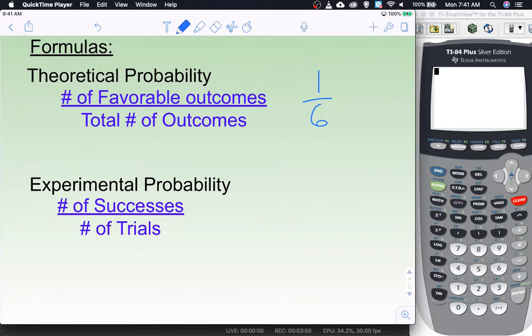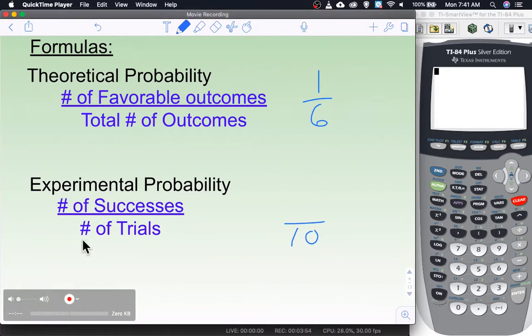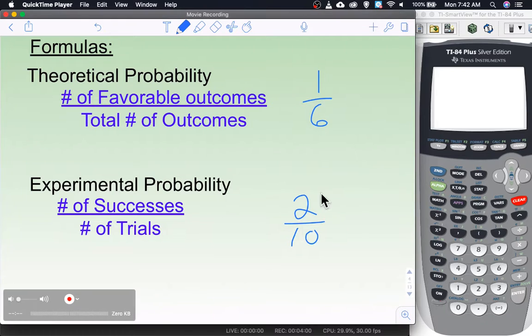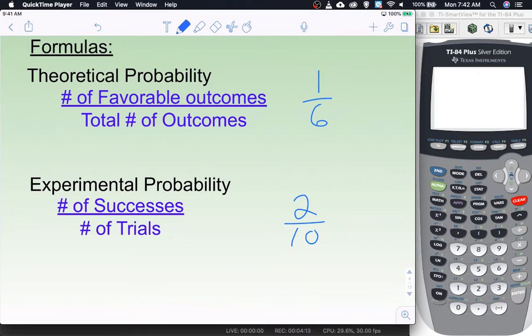If you're running an experiment and you roll a dice 10 times, the number of trials is 10. If you roll the dice 10 times and you get a 3 only 2 of those times, then this is the experimental probability, based off your experiment, what has happened. Whereas in theory, you could do this before you even roll any dice. You could just, based off the object you're looking at, figure out the chance of you getting the thing you want.